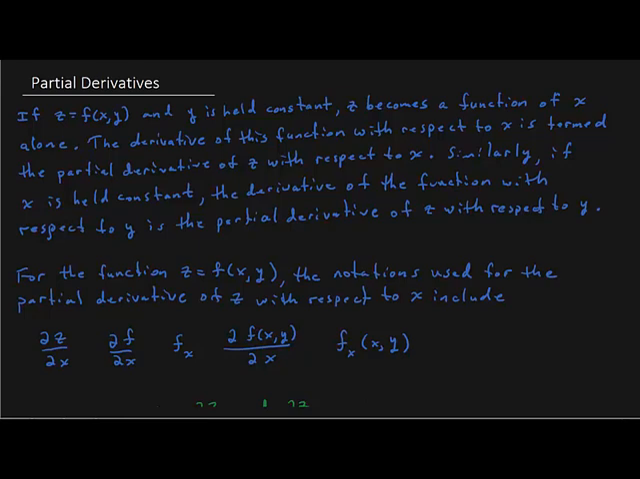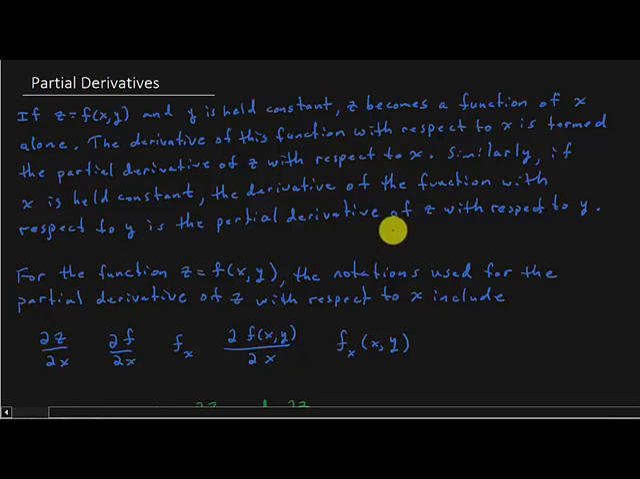This is partial derivatives. So let's go ahead and get started. It says if z equals f of x, y and y is held constant, z becomes a function of x alone. The derivative of this function with respect to x is termed the partial derivative of z with respect to x. Similarly, if x is held constant, the derivative of the function with respect to y is the partial derivative of z with respect to y.